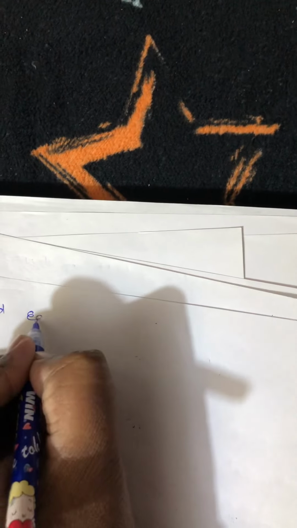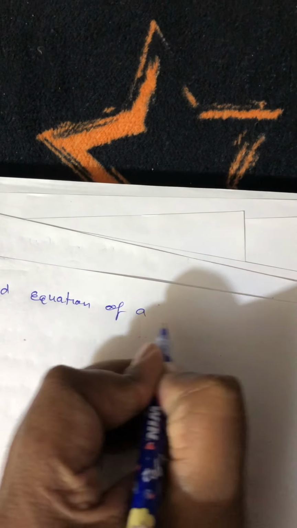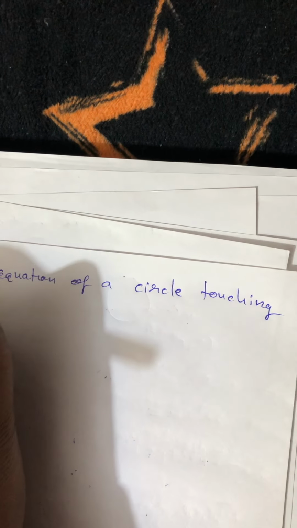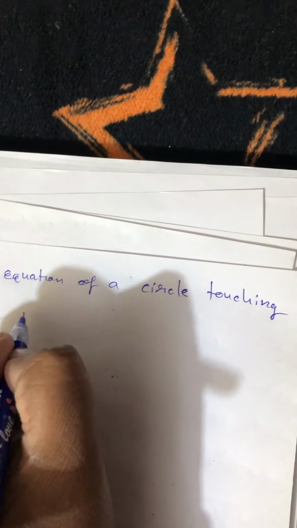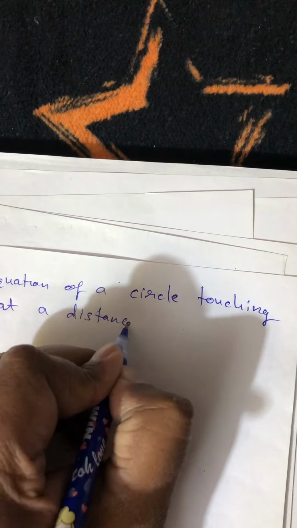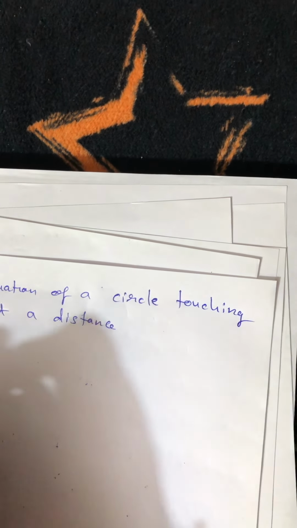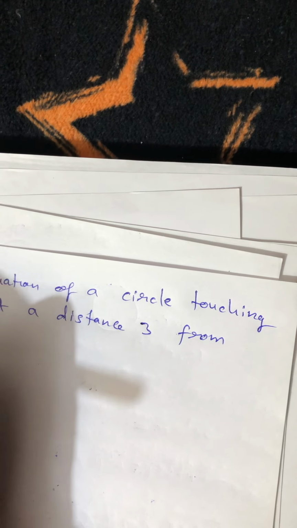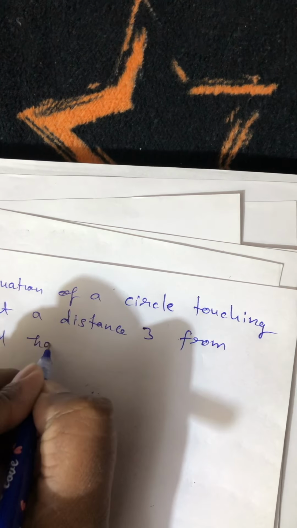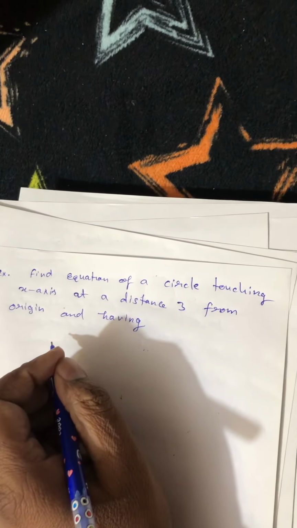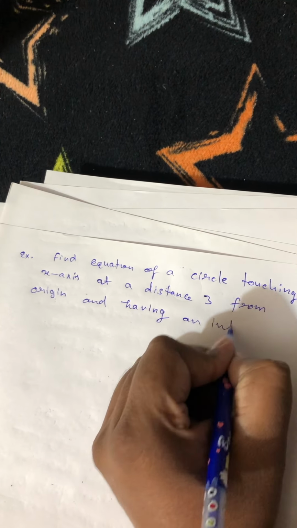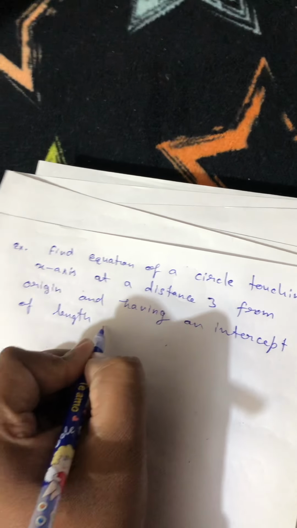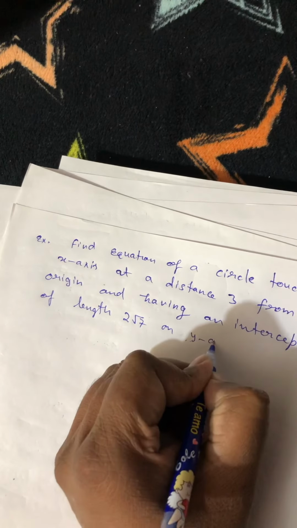Find the equation of a circle touching the x-axis at a distance, suppose say 3, from the origin and having an intercept of length 2 root 7 on the y-axis.